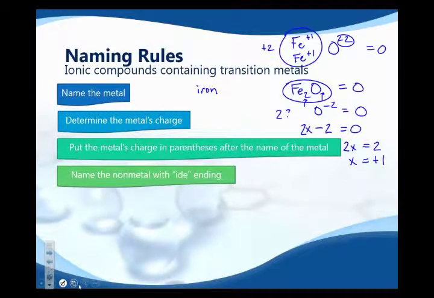So back to the name. Now that I know that iron is a +1 charge, I need to put that number as a Roman numeral in parentheses right after the iron. If you don't remember your Roman numerals, let me list them for you: 1, 2, 3, 4, 5, 6, 7, 8, 9, and 10. Secondly, I'm going to name the nonmetal with an "-ide" ending, just like I did with an ionic compound with a fixed charge metal. So oxygen becomes oxide, and I've got my name all finished.